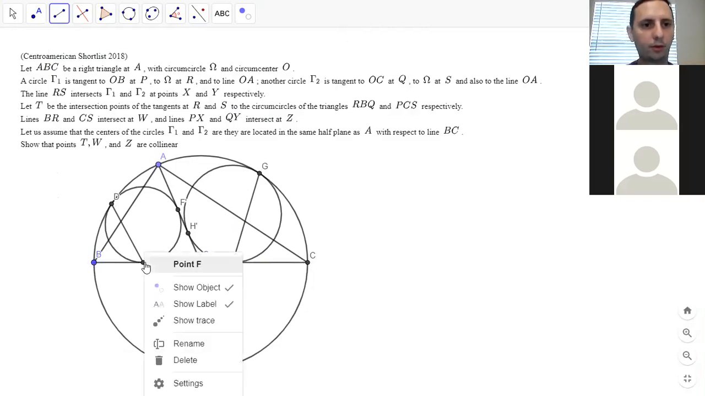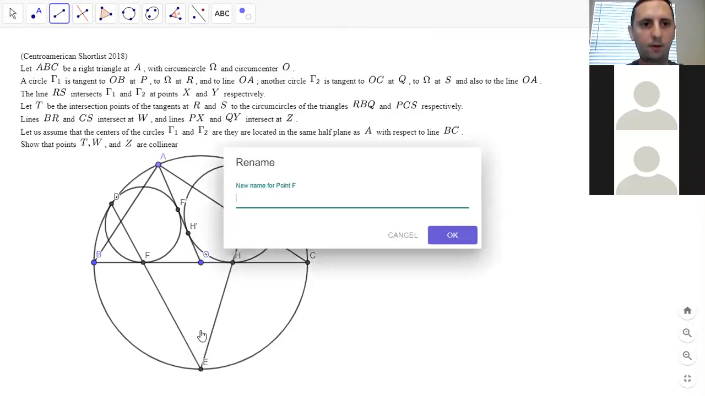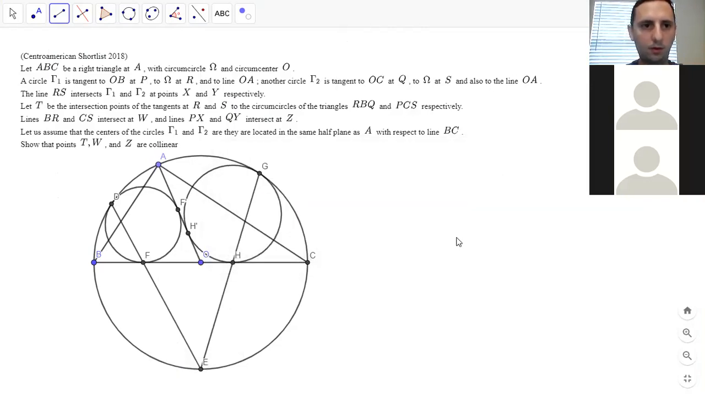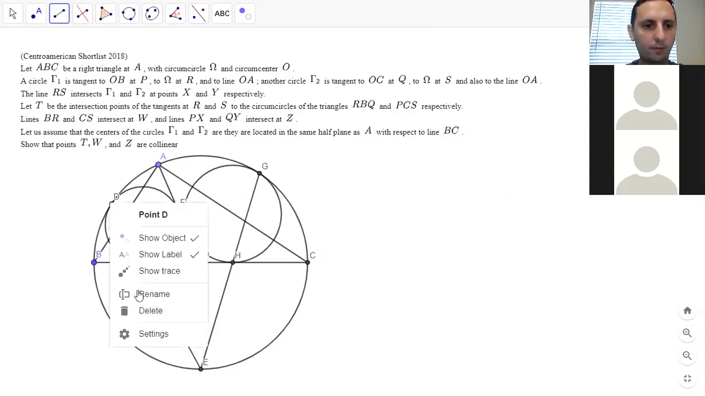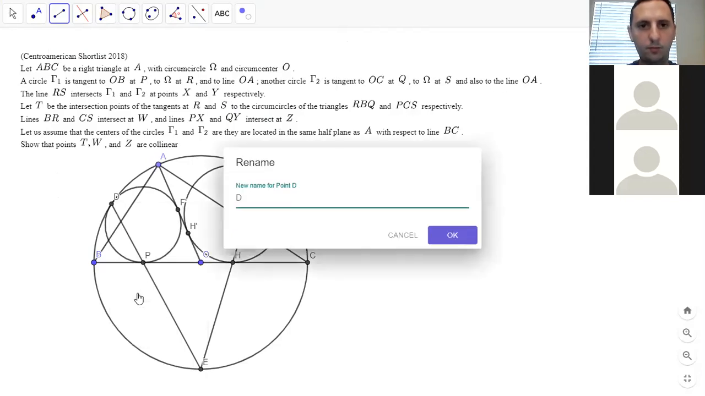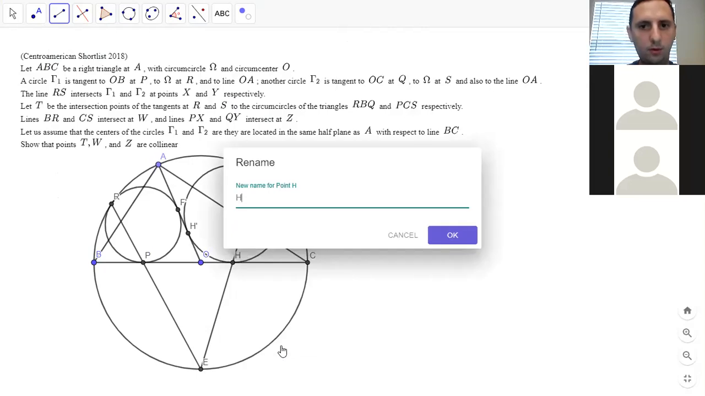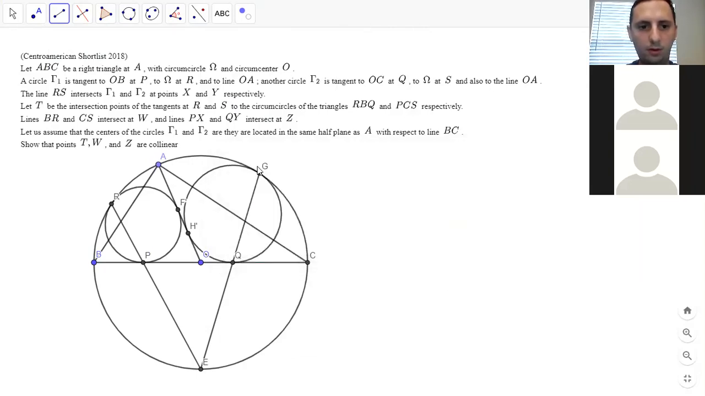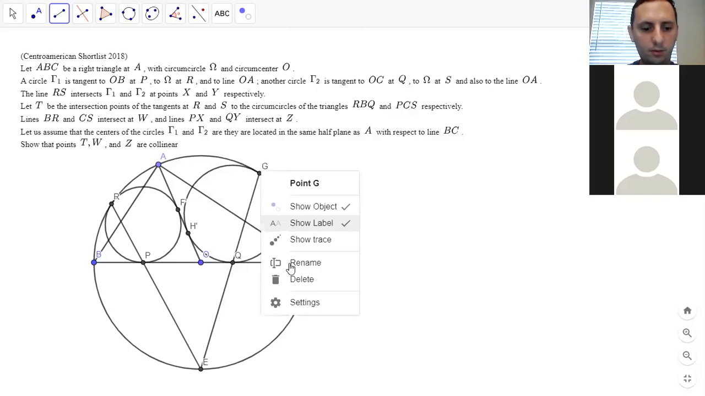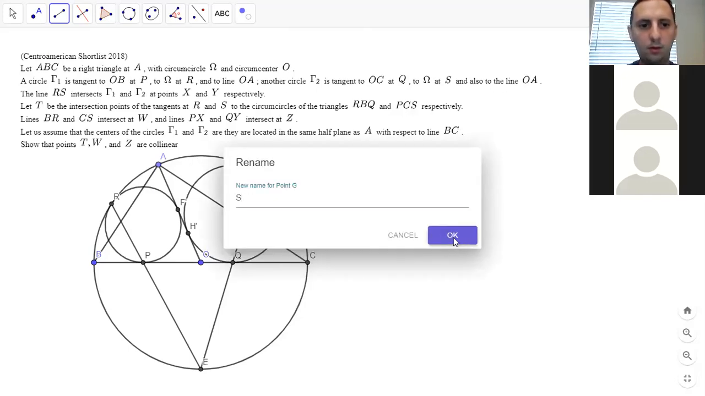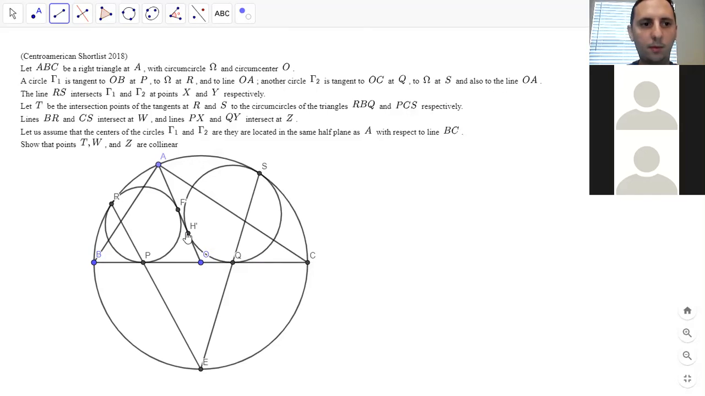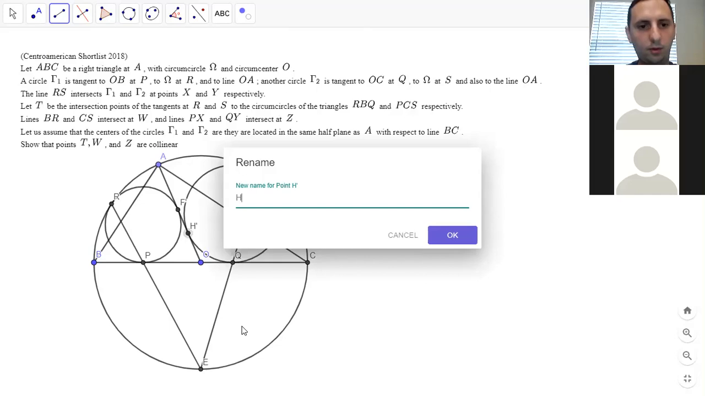So it's tangent. So this should be P. So it's tangent to OB at P. So this is R. This is Q. And this is S. We'll call this V, just because I don't want to use any of the other letters.